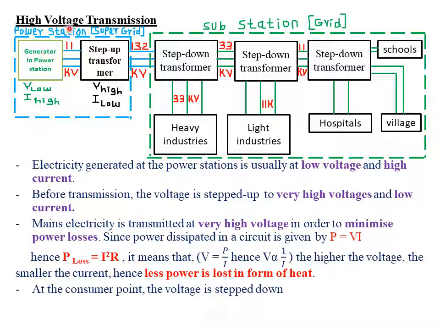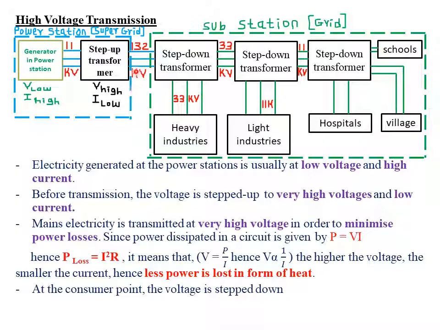So within the power station, we also have a step-up transformer, which will step up the voltage from 11 kilovolts up to 132 kilovolts. So before transmission, the voltage is stepped up to very high voltage and very low current. Remember, voltage and current are inversely proportional to one another from this particular formula, P = VI. So you can see voltage and current are actually inversely proportional to one another.